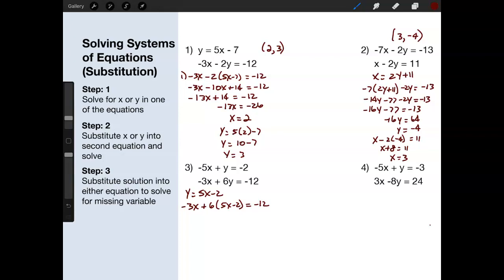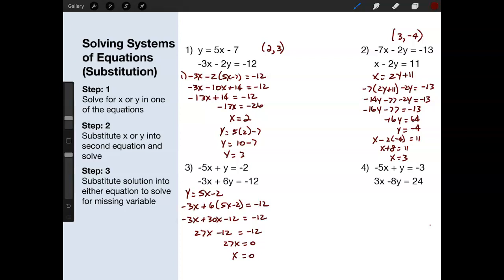We distribute the 6. We have negative 3x plus 30x minus 12 is equal to negative 12. Negative 3x plus 30x, we have 27x minus 12 is equal to negative 12. We add 12 to both sides, 27x is equal to 0. And we divide by 27, 0 divided by anything is 0. So in this case, x is equal to 0.